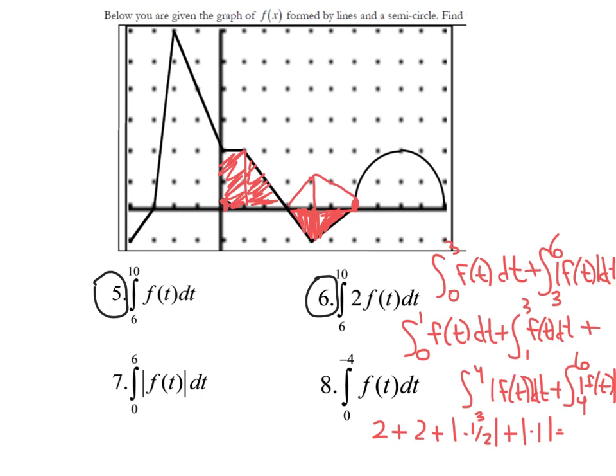So my final answer then is 2 plus 2 is 4, plus 1 is 5, plus a half. So the answer would be 5.5. Okay? Now I just did 7. Now I'd like you to do 8.